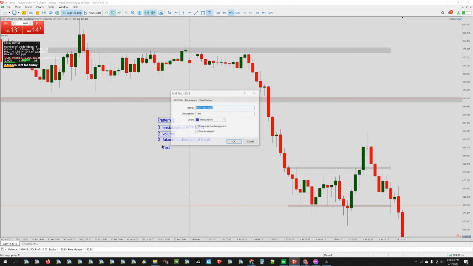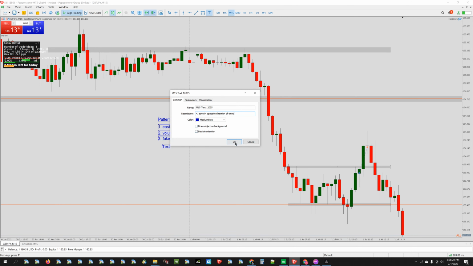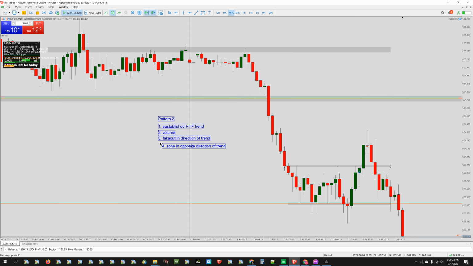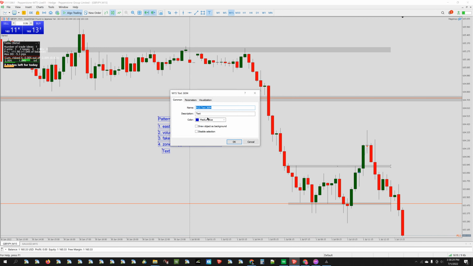Fake out in direction of trend, and the next thing is zone in opposite trend. And fifth thing we need is fake out above, fake out below, zone opposite to trend.